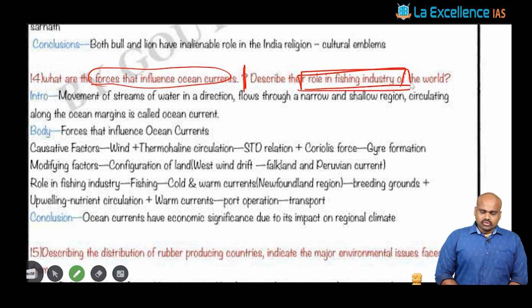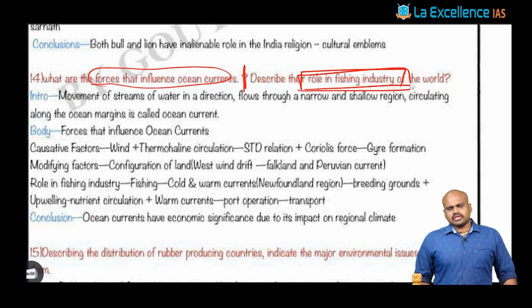So, when you look at this role in fishing industry and when you look at these forces, again I told you that this is a repeated question, my dear. Such a question was already asked in 2016. So, that's why your previous year questions become extremely important for you to understand, to analyze, to make the structure and to direct your notes making in such orientation. That's what we are doing in Lapse Purana.